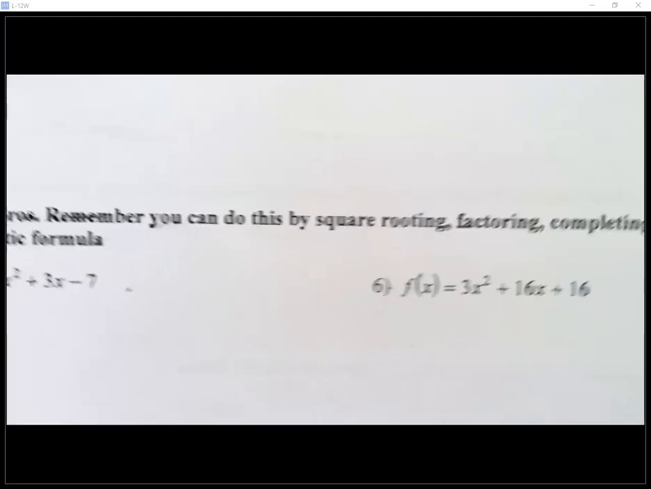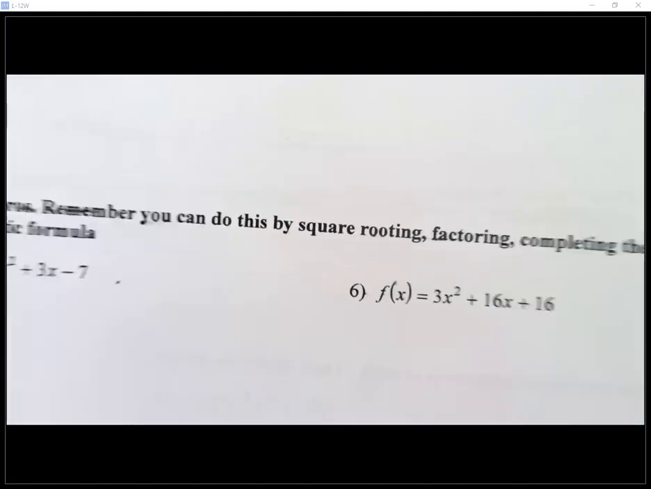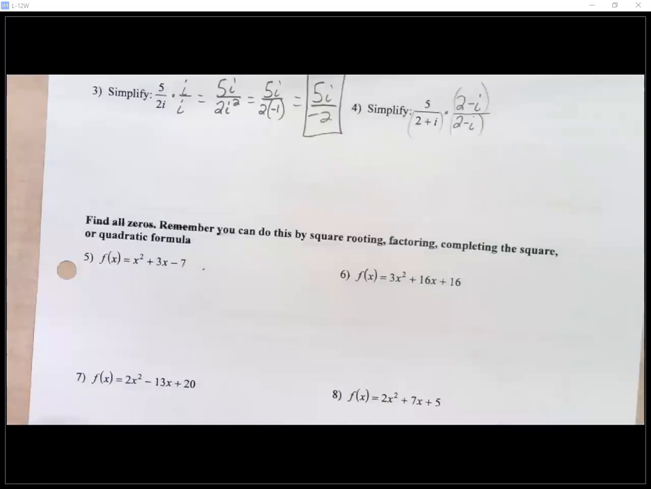All right, now we're going to jump to number 6. So this section asks you to find all of the zeros. You can do this by square rooting, factoring, completing the square, or quadratic formula. Now, let me tell you exactly what the directions are on the test tomorrow.